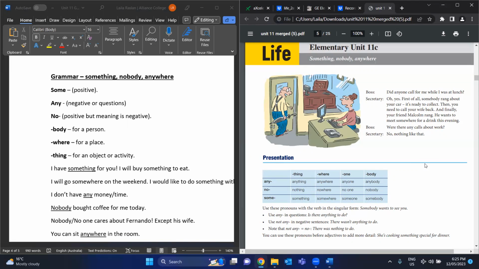Secretary: Yes. We are already on board, all my body, and it's my phone. "Were there any calls about work?" "No. Yeah, no, nothing like that." So she had a lot of personal phone calls. "Were there any about work?" "No, nothing like that."